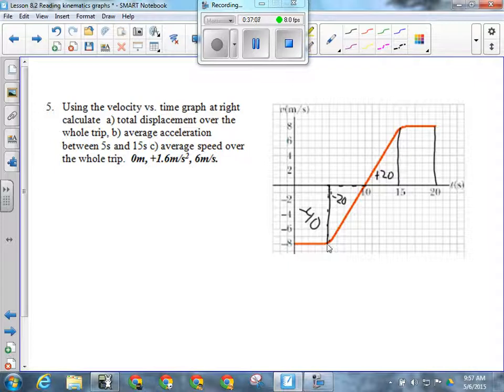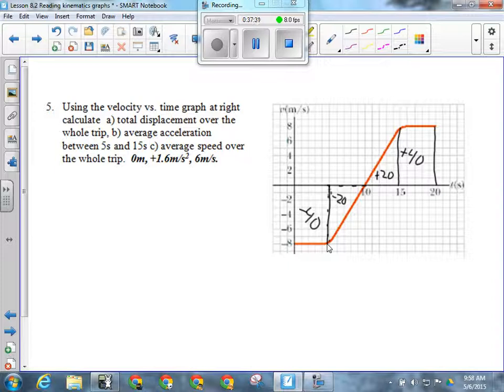Do I need to bother with this? Or could I eyeball this and know that my total displacement is going to be 0? Because it spent the same amount of time below as it did above. I mean, we should probably look at it anyway. But common sense would say that if it spent the same amount of time going backwards as it spent going forwards, it should be 0.